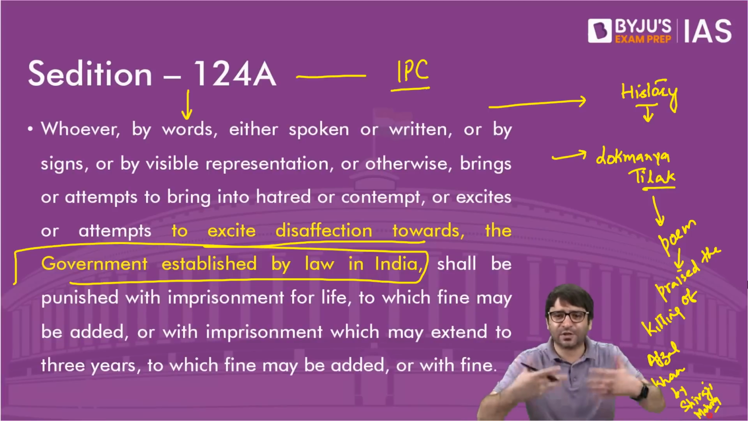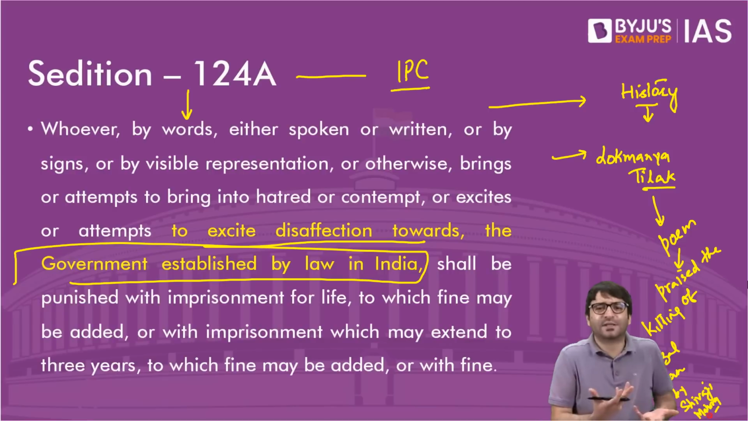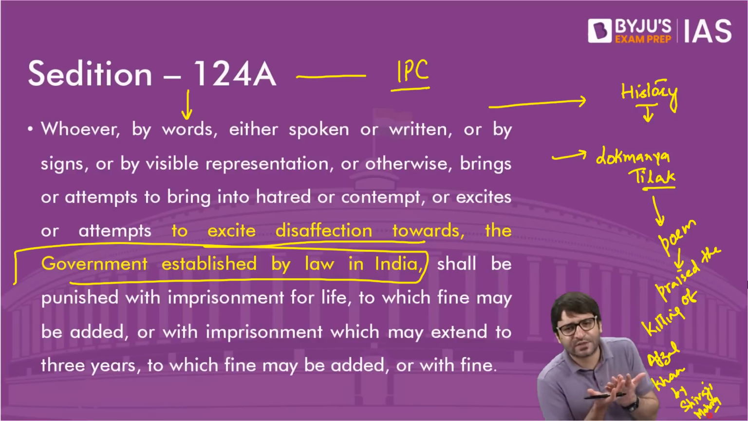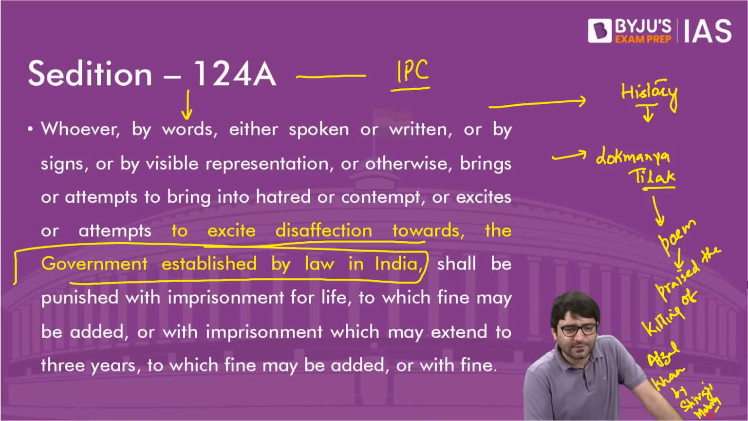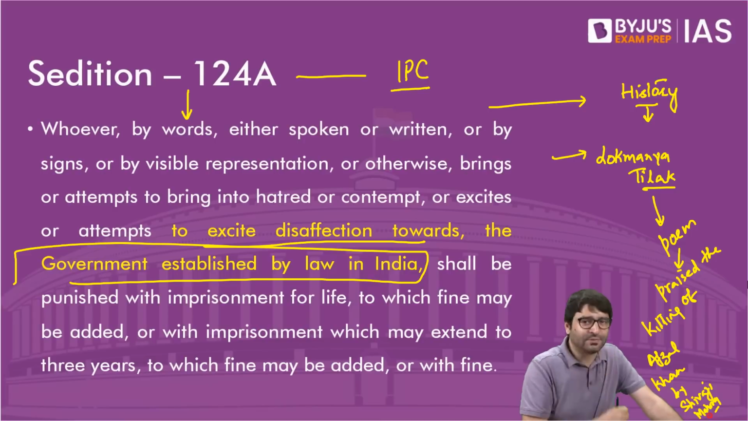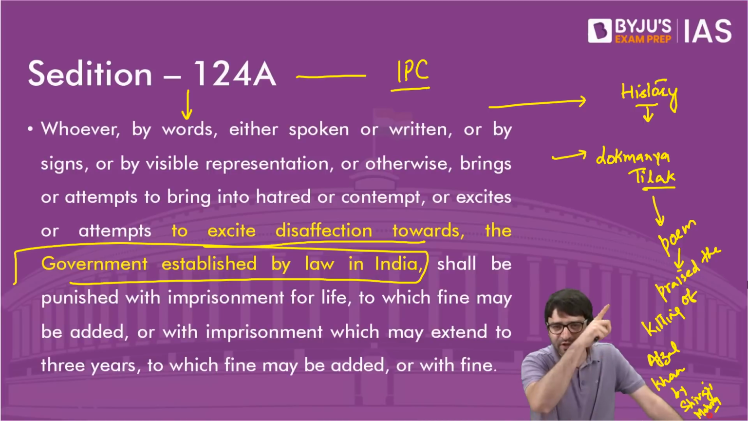Lokmanya Tilak tried to convince the judge that I'm not promoting disaffection. How am I promoting disaffection? I'm not. The judge said, I understand you are not promoting disaffection, but in your eyes, I don't even see affection for the British government. So this lack of affection in your eyes for the British government, this is seditious. You're sentenced to 6 years in jail.